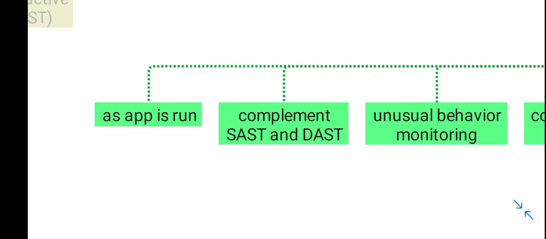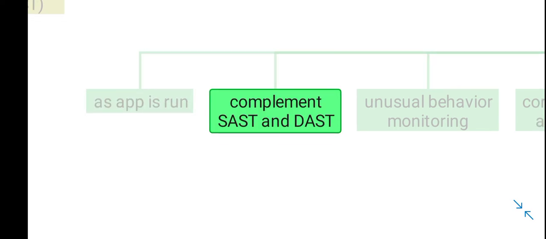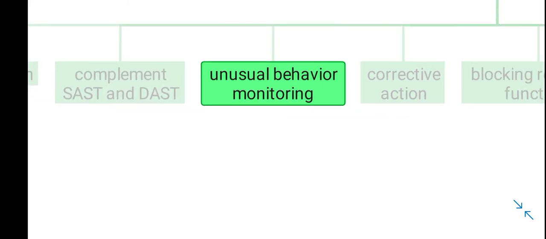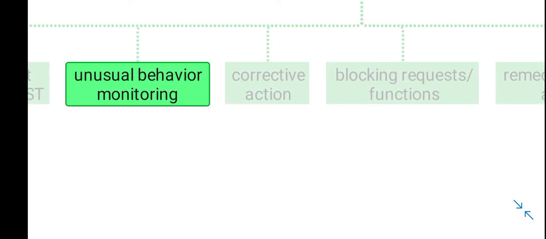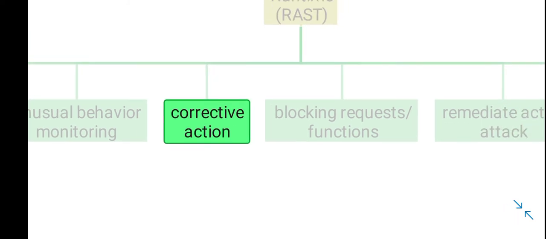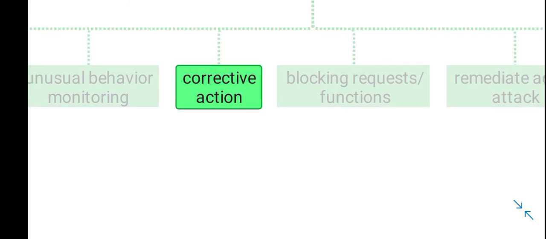So the application is tested as it is run. It is not a complete application security testing. Rather, it complements static and dynamic application security testing to monitor any unusual behavior of the application and then apply corrective actions automatically. So in runtime application security testing, the automation of corrective action is very prominent.